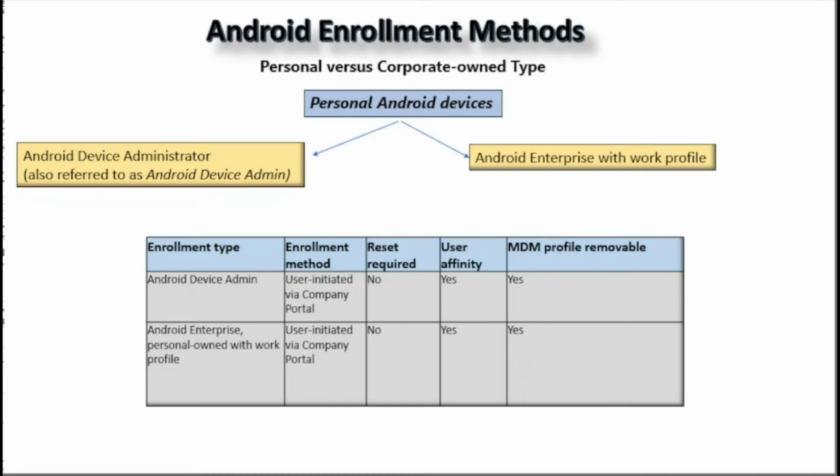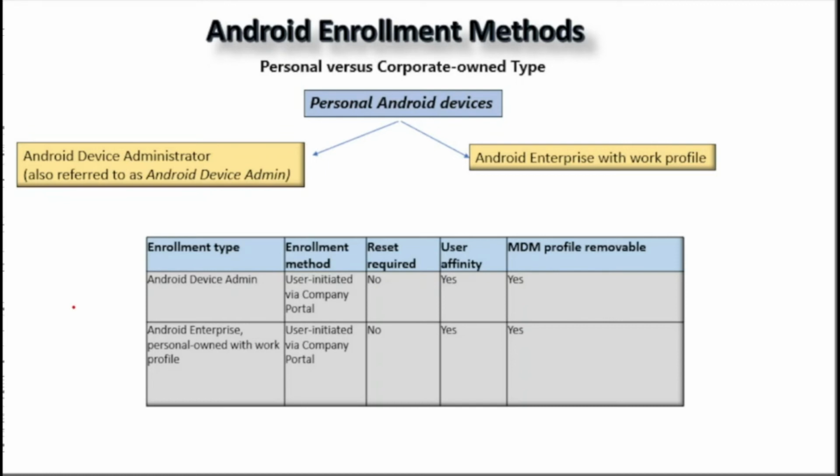If it is a personally owned device, we can either use Android device administrator method to allow user to enroll the device, or we can use Android enterprise with work profile method, in which admin can only manage the work profile created on the device during enrollment and not the entire device. User can initiate the enrollment by signing in the company portal app with their work or school account and can remove their MDM profile by unenrolling the device.